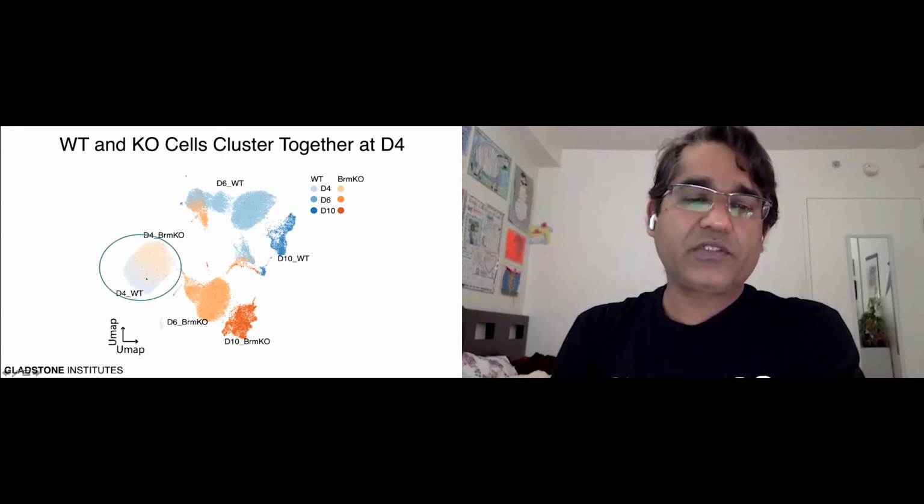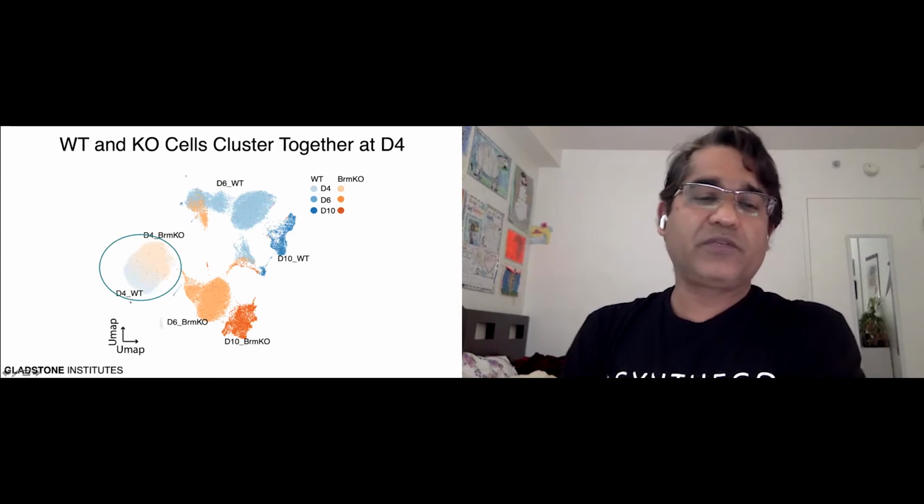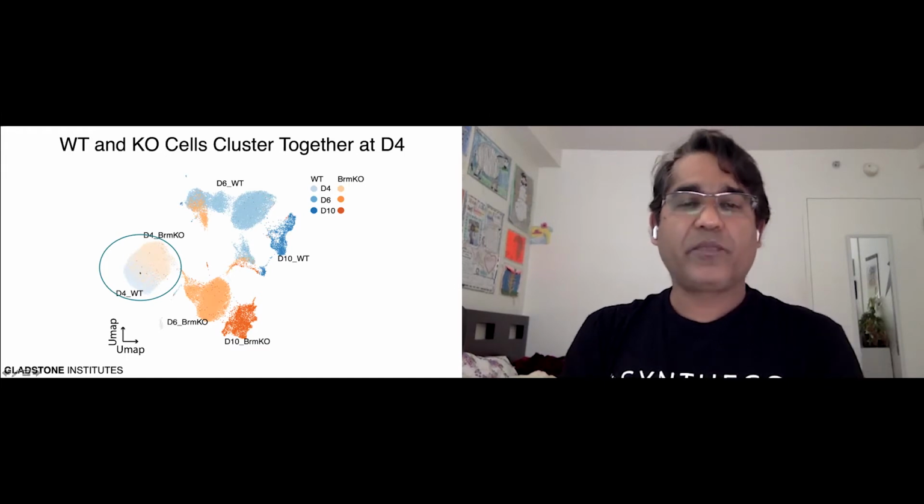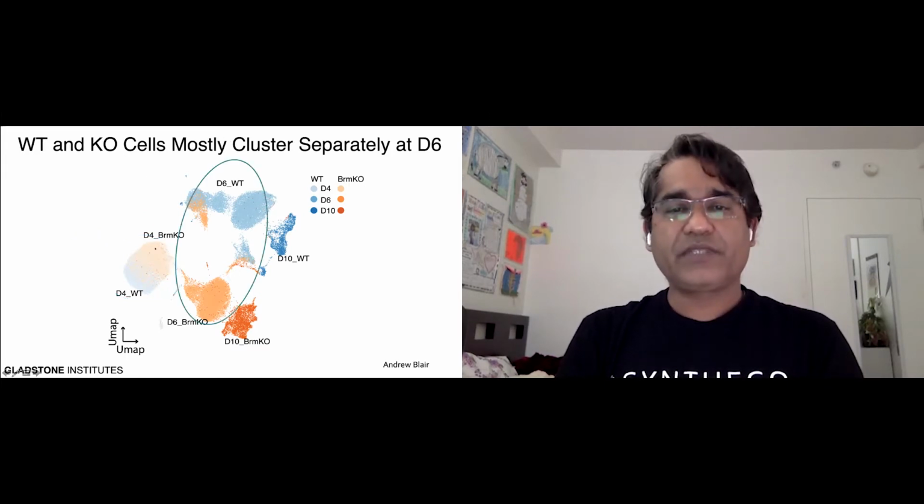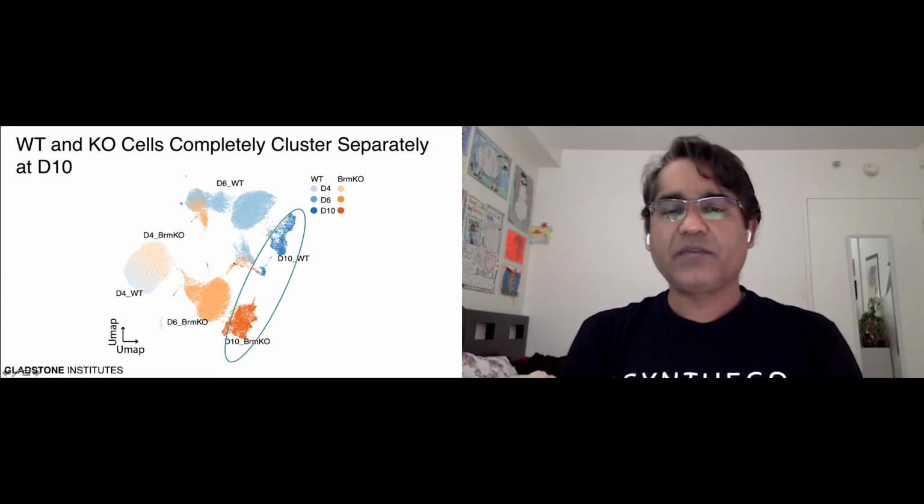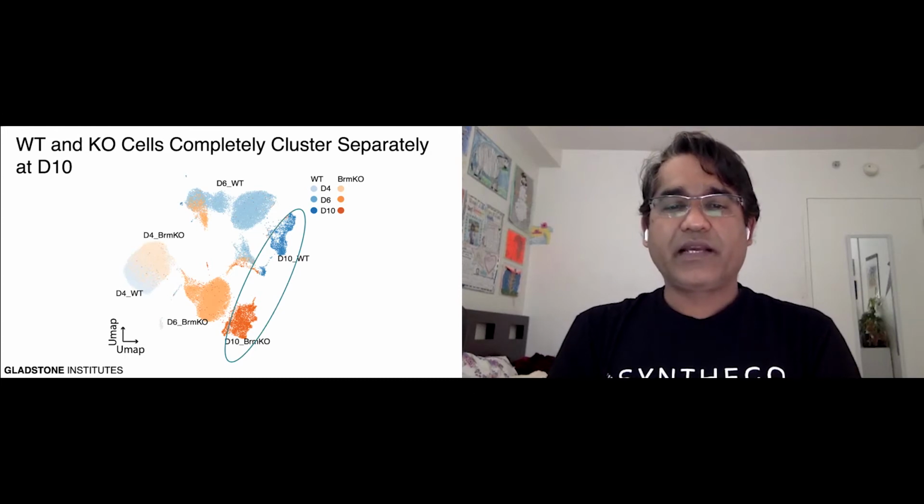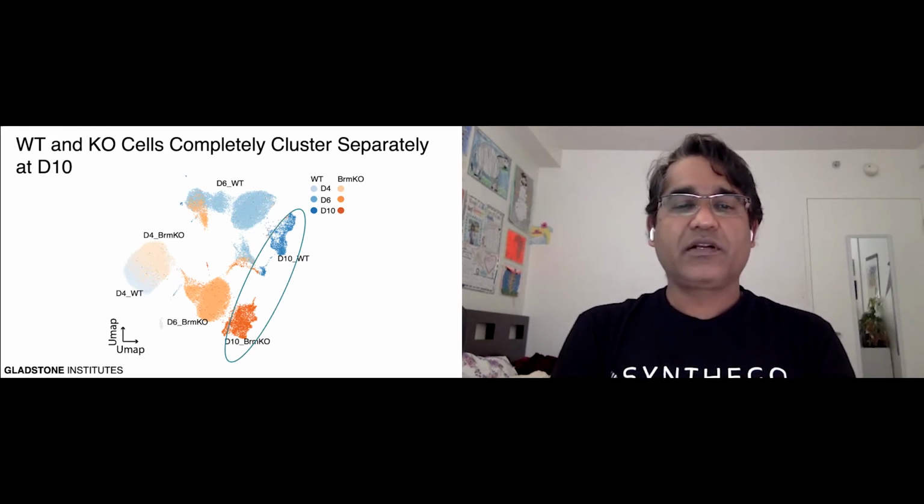At day 4, which is supposed to be the mesoderm stage for the wild type cells, the cells are clustering together, but you can see slight changes in the cluster pattern. They're not completely overlapping. But by day 6, which is the cardiac precursor stage, you can see that wild type cells and KO cells are completely different with some mixing in between. The same thing happens at day 10. So we know they are completely diverging somewhere around day 4, the mesoderm stage.